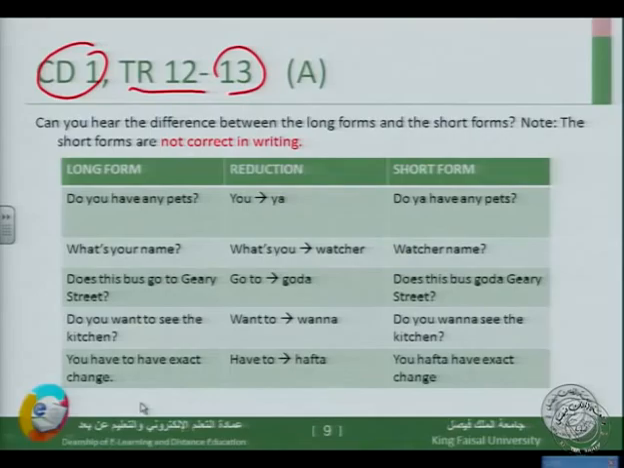Do you have any pets? What's your name? Does this bus go to Gary Street? Does this bus go to Gary Street? Gara. Notice that I said "go to" as "gara". This is how it is spoken in English, but you write "go to" and you say "gara".